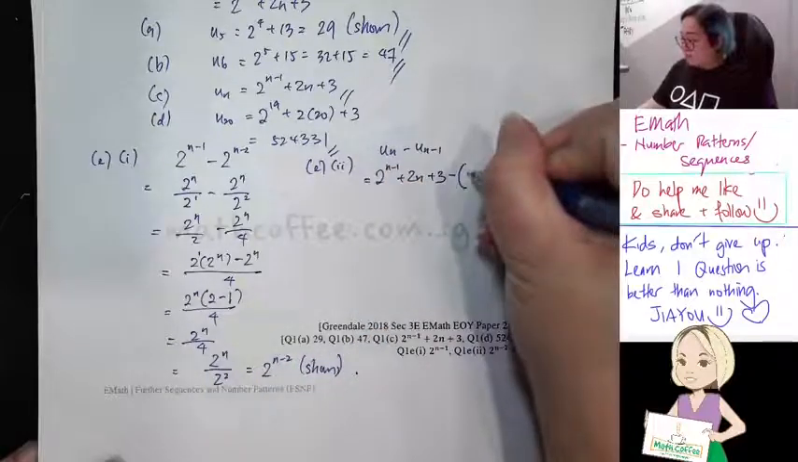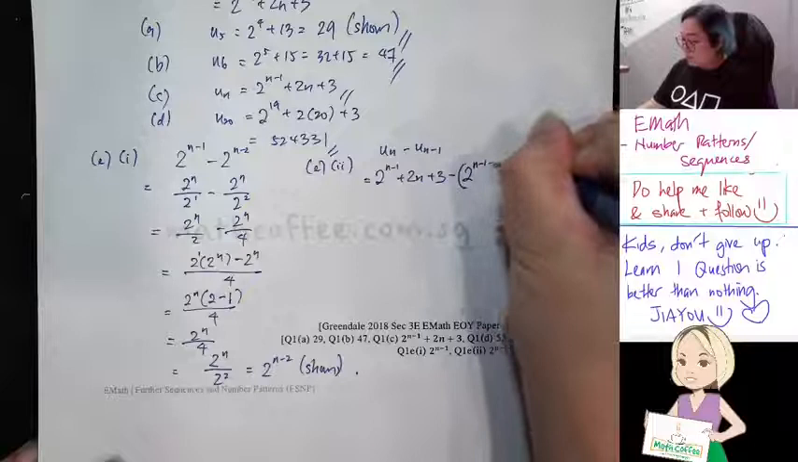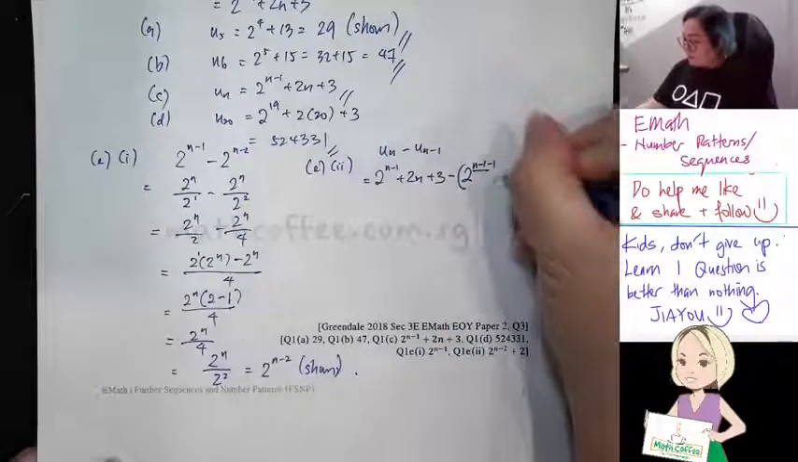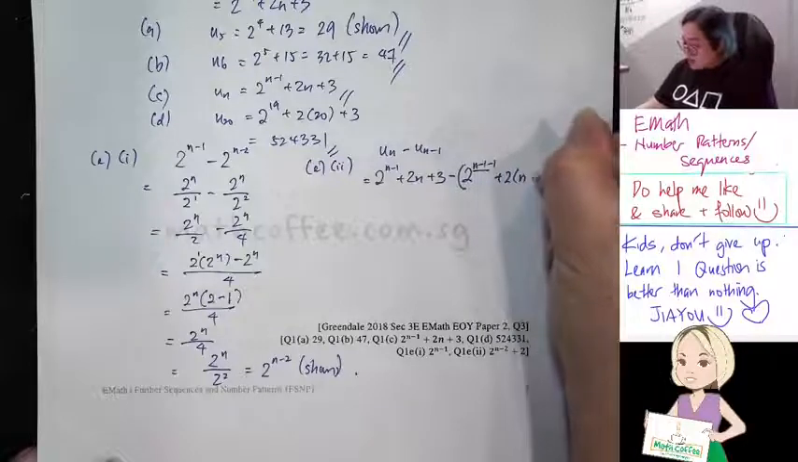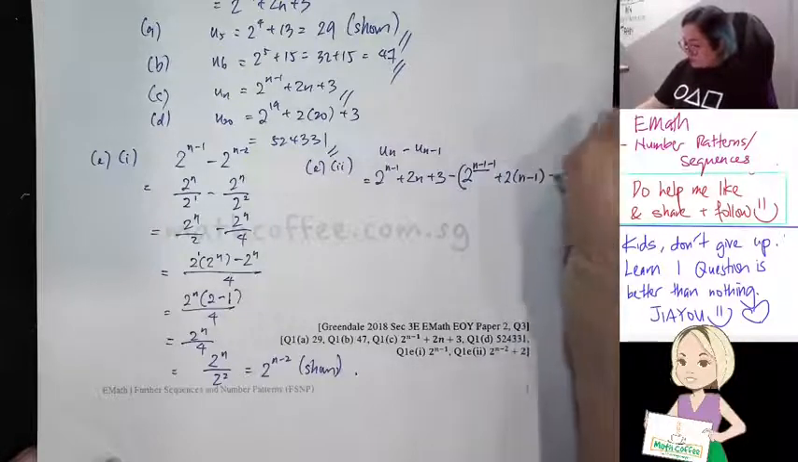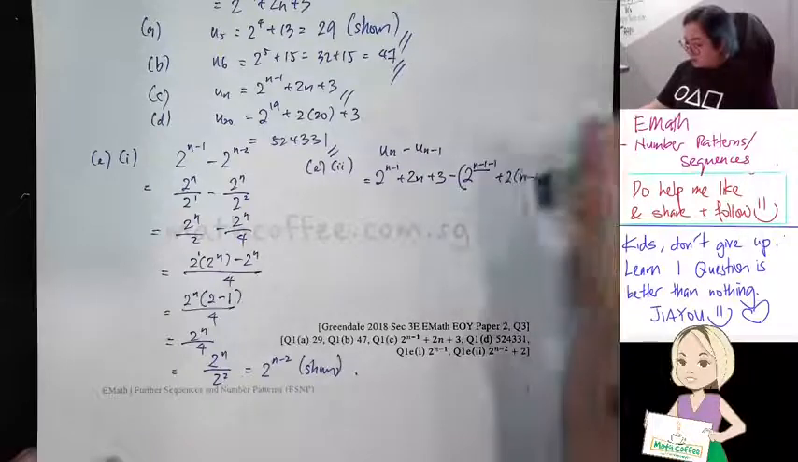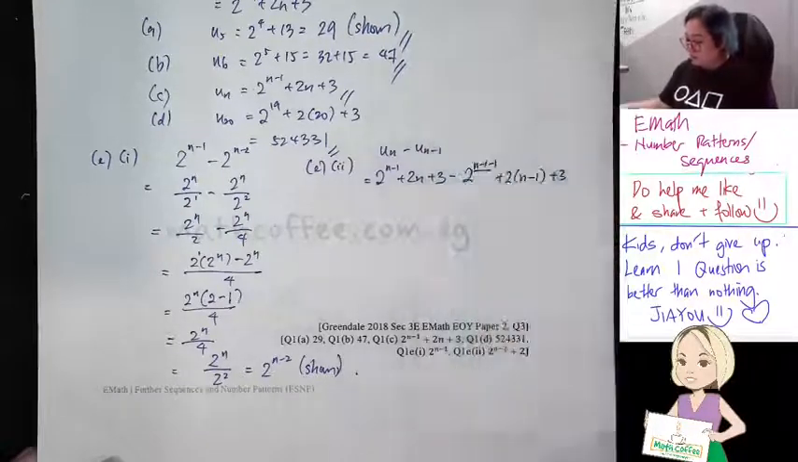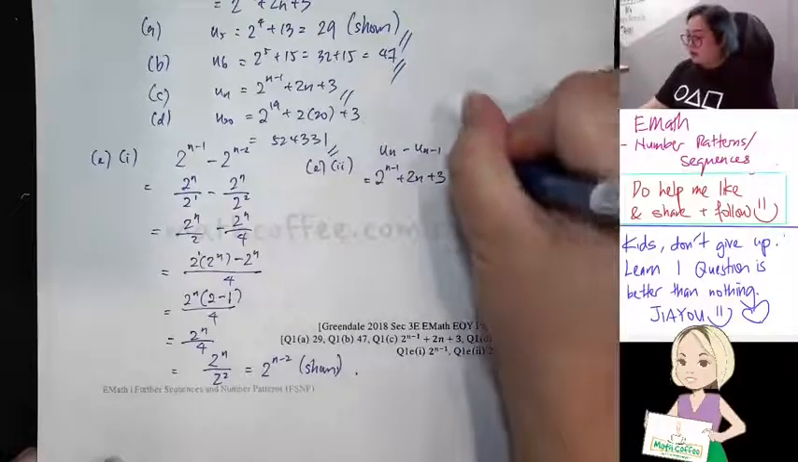So this becomes 2 times n minus 1 minus 1, where I'm replacing the n with n minus 1, plus 2 times n minus 1 plus 3. I'm going to use a square bracket because there is a round bracket already. I don't like to use too many round brackets because it's very confusing. If there's a round bracket inside, I will use a square bracket.